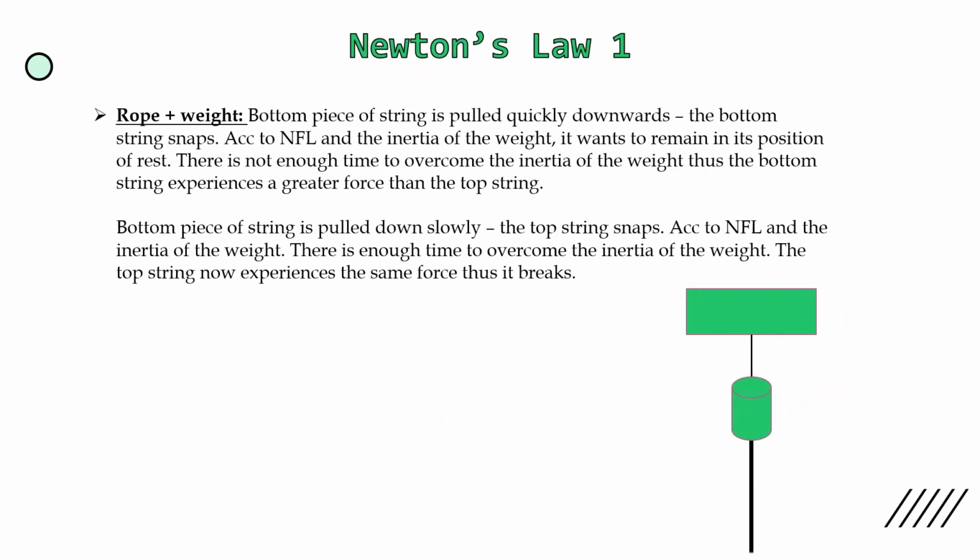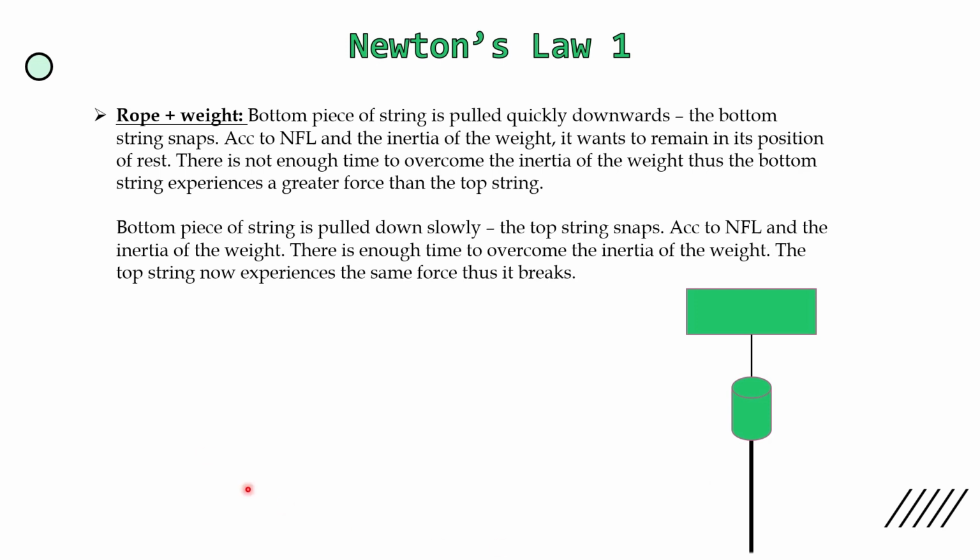This is another type of example where this is the illustration. This is just the wall that it is attached to. This is the top string, this is the weight, and this is the bottom string. The bottom piece of string is pulled quickly downwards. The bottom string snaps. According to Newton's first law and the inertia of the weight, it wants to remain in its position of rest. There is not enough time to overcome the inertia of the weight, thus the bottom string experiences a greater force than the top string.